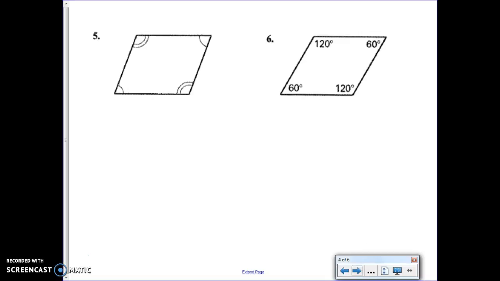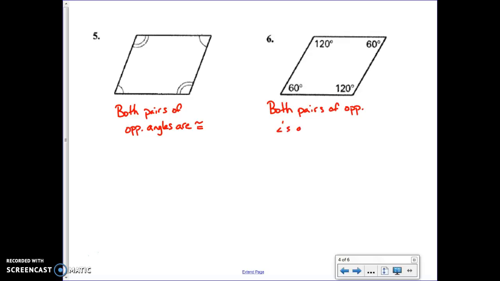All right, if I look at the next one, I see angles marked, so both pairs of opposite angles are congruent. And again, I look at number 6, I see there's opposite angles marked again. So same thing here, both pairs of opposite angles are congruent.